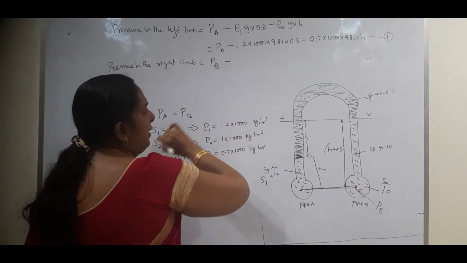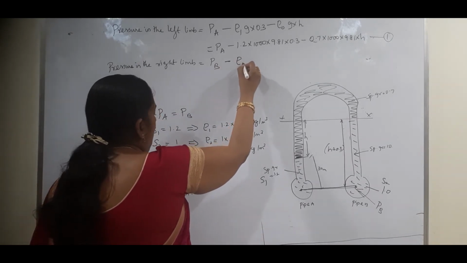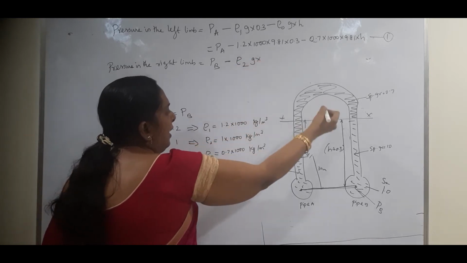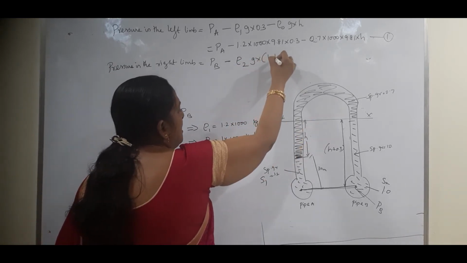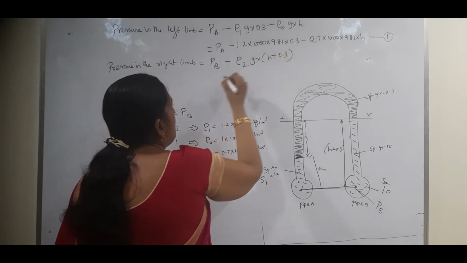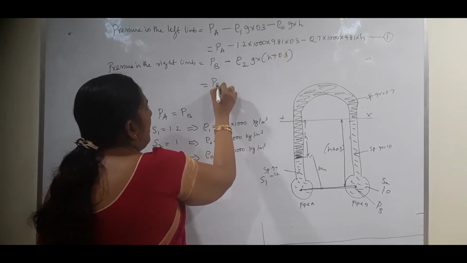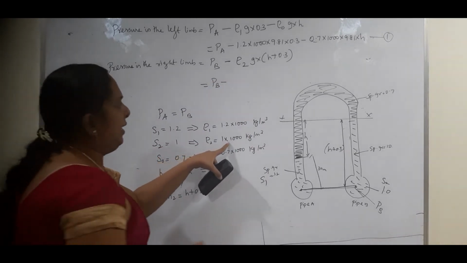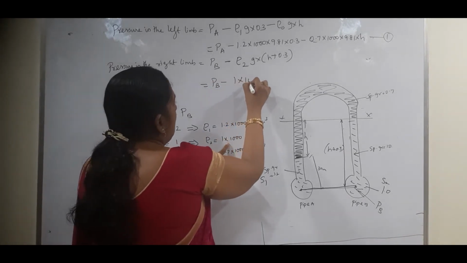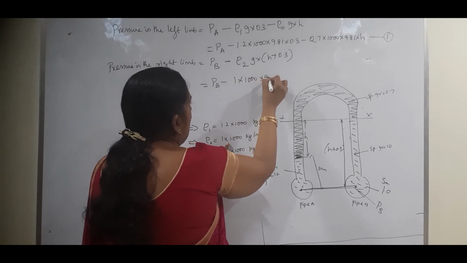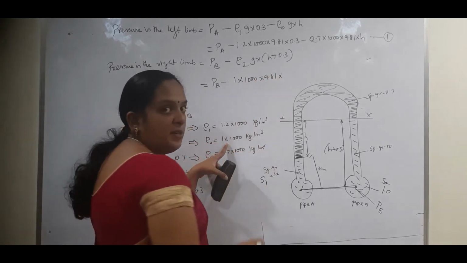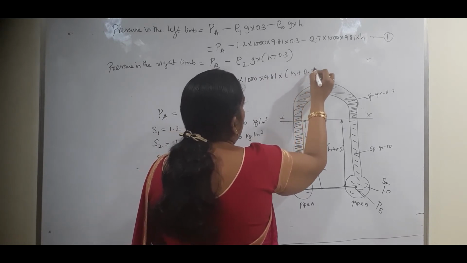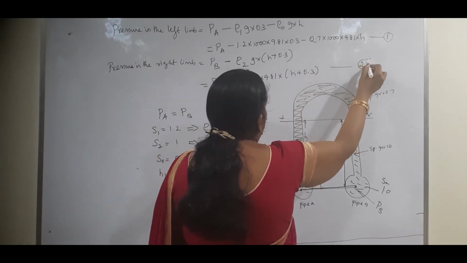So PB minus rho 2 G into height, which is H plus 0.3. Just I am writing here, PB minus rho 2, what is the value of rho 2 we have found out? It is 1 into 1000. So 1 into 1000 into 9.81, acceleration due to gravity, into H plus 0.3. So this is equation number 2.